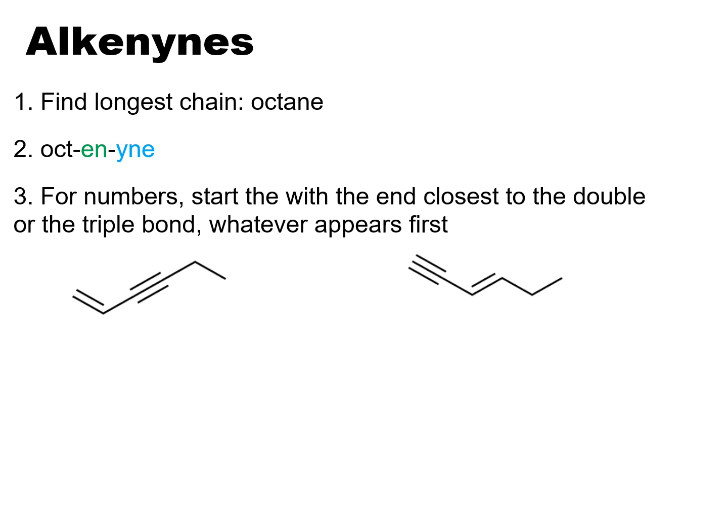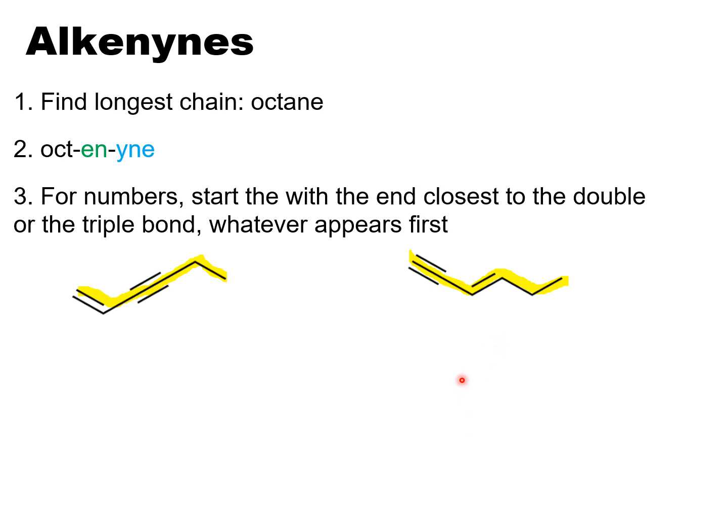So it's going to be, in both cases, 1, 2, 3, 4, 5, 6. So for both it is hexane. They're kind of flipped, right? They look very similar, but one has the double bond at the end and the triple bond in the middle. The other one has the triple bond at the end and the double bond in the middle.